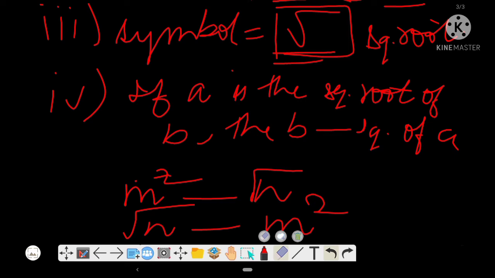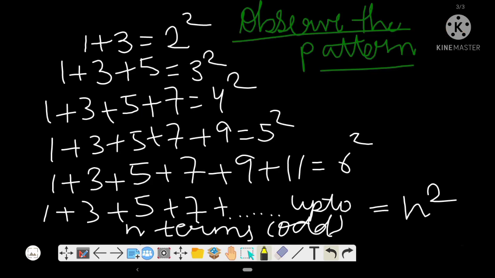Now we have to observe the following pattern which has been given on page number 8 in the book. Okay, so this is the pattern which we have to observe. So here what you observe, 1 plus 3 is equal to 2 square. 1 plus 3 is 4 and 4 is 2 square. 1 plus 3 plus 5 is 9 and 9 is 3 square. So here what we are observing, the sum of the first n odd numbers is n square.